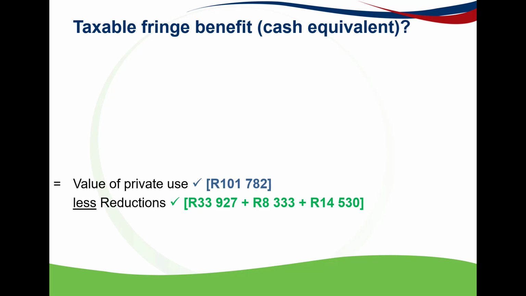Right. Now we have determined the value of private use. That is that 101,782, which is the first step that we did. And then we have also determined what our reductions are. Right. The 33,927 would be the business kilometers traveled. The 833 would be the maintenance costs. And then the 14,530 is the fuel costs.